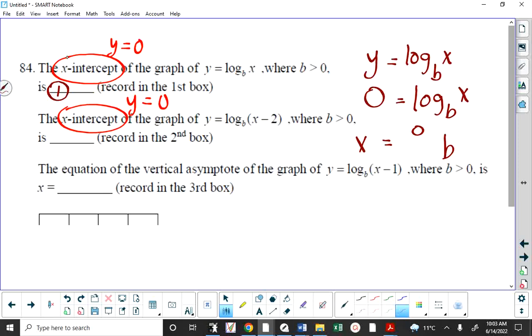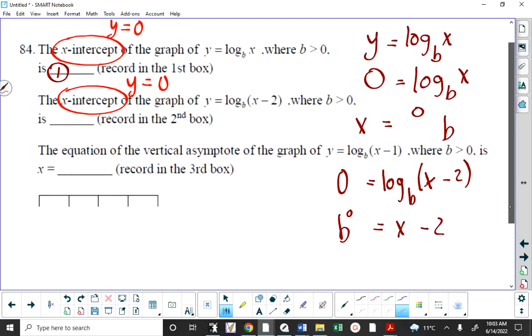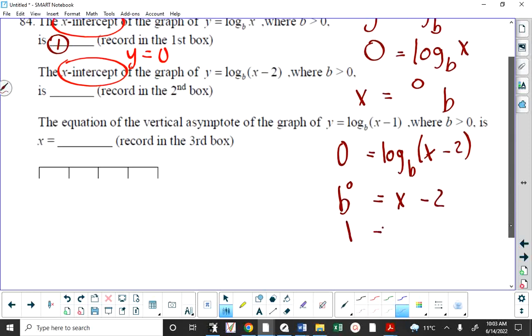If we do the same for the second one, I'm going to have 0 equals log base b of x minus 2. I'm putting 0 for y because the second part of this is asking what's an x-intercept. I write it in exponential form. b to the 0 is 1, so I get 1 equals x minus 2, and I can add 2 to both sides to get 3.